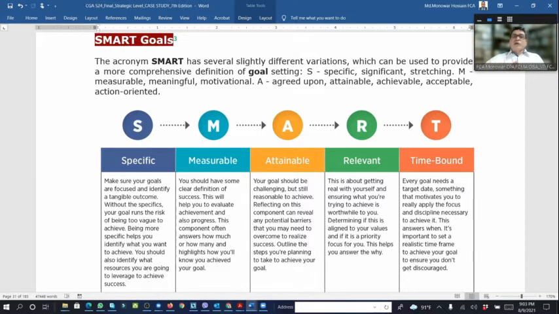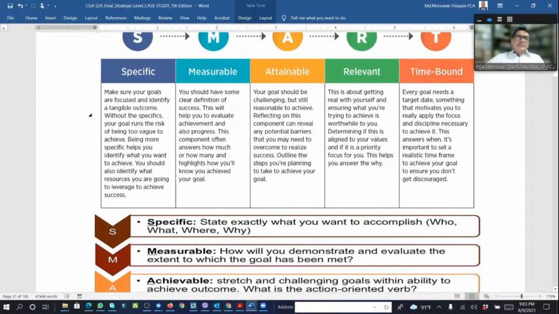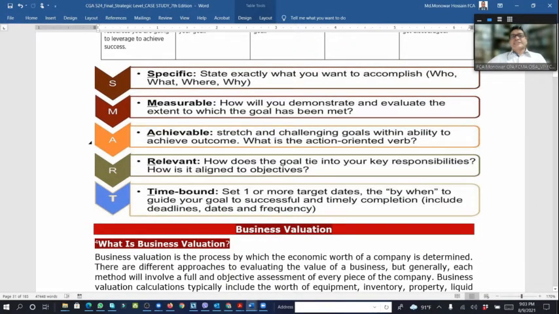So the SMART goal means that the goal is specific, significant, strength, etc. Here is describing everything. Specific means state exactly what you want to accomplish, who will do it, what will be done, where it will be done, and why it will be done. Measurable: how will you demonstrate and evaluate the extent to which the goal has been met. That way, if we do that, what will happen? That would be measurable. Achievable: strength and challenge, challenging the goal with an ability to achieve the outcome.